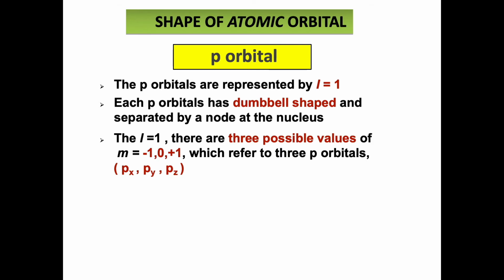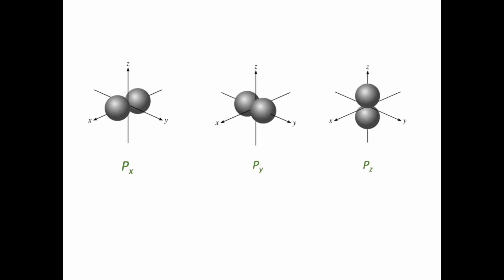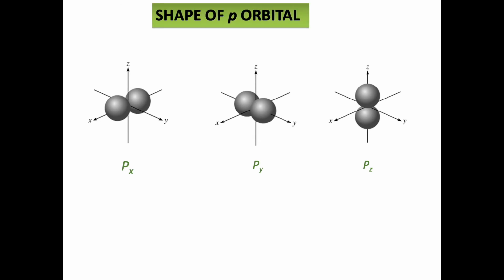When L is equal to 1, that means there are 3 possible values for m, which are m equal to negative 1, 0, and plus 1, which then refer to 3 p orbitals, px, py, and pz. As m increases, the p orbital also gets larger. So you can see 3 different orientations of the p orbital: px, py, and pz. The shape of the p orbital is like a dumbbell.